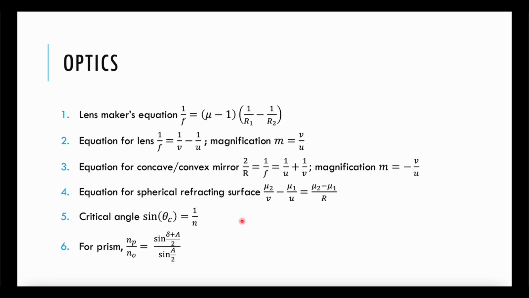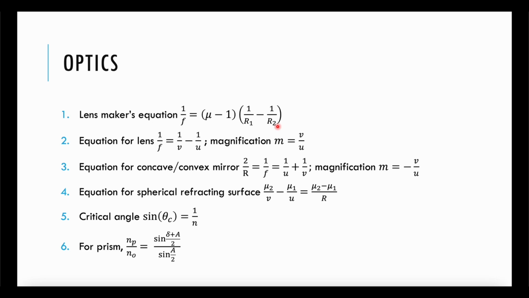Now, optics problems are very important, because in each of the shifts I have seen that 2 to 3 problems are from optics. The first formula is the Lens-Maker's equation, which is 1 by f equals mu minus 1, where mu is the refractive index of the material of the lens, into 1 by r1 minus 1 by r2. For a biconvex lens, r1 is positive, r2 is negative.